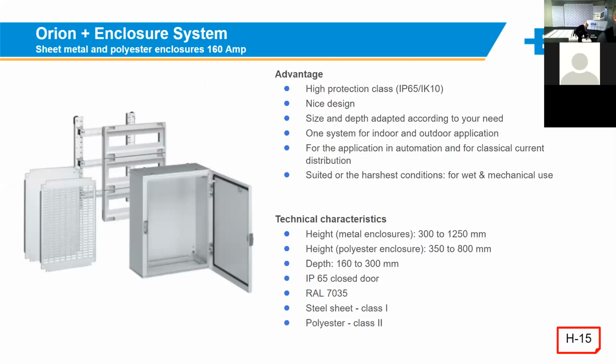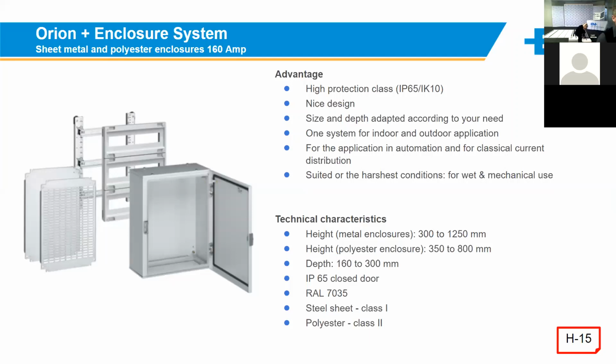Then if we go over to the Orion enclosure, the Orion enclosure is an IP65 rated product, with an IK10 rating, meaning it's even more robust and stronger than the Hager D system. Also very flexible in what you can do inside the product.